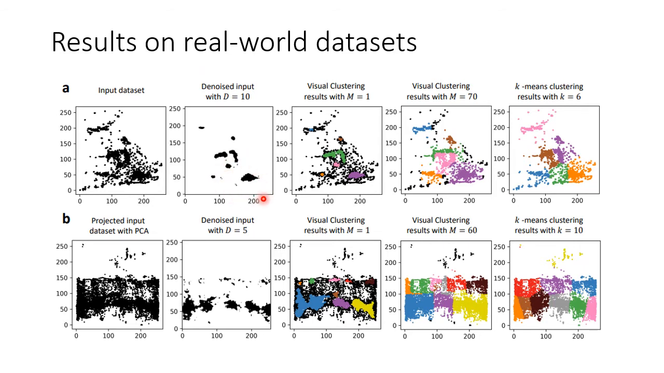So this is why we introduce two optional steps of first denoising the input, which helps us emphasize high density regions in the image as follows. So we eliminate the noise, and then we perform the main step of visual clustering, which is segmentation.